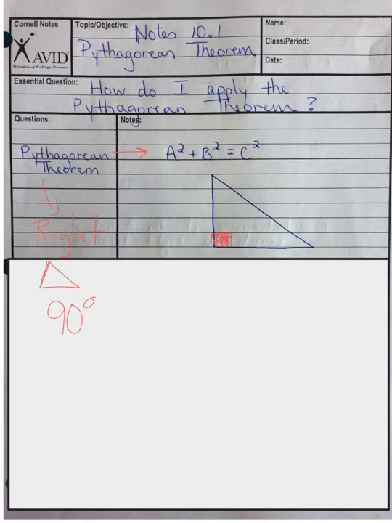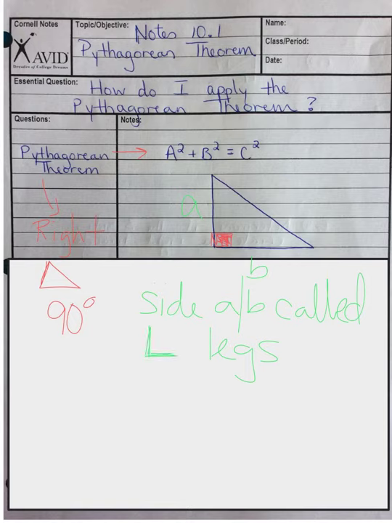So now I want to talk about different characteristics of this triangle. The first characteristic is we have the two side lengths A and B, and those two side lengths are called legs. So side A and B are called a leg or legs. They make up that right angle. So they're always going to form that right angle, the 90-degree angle.